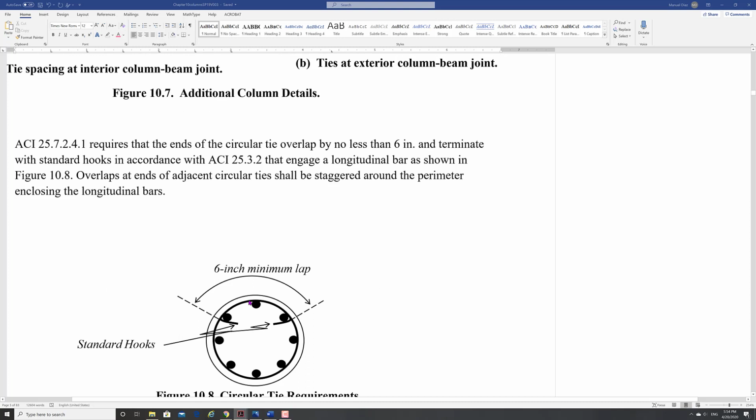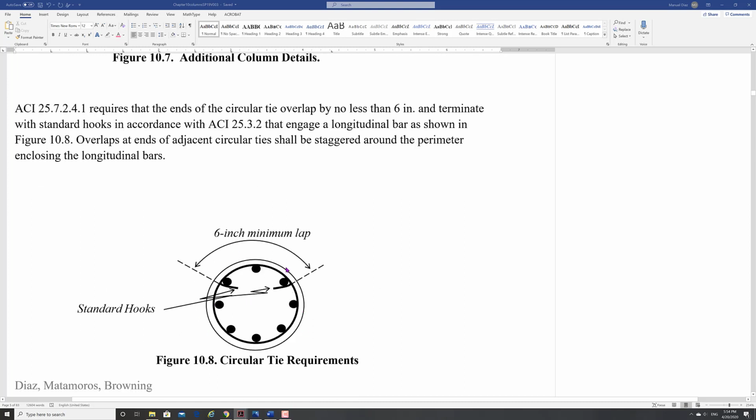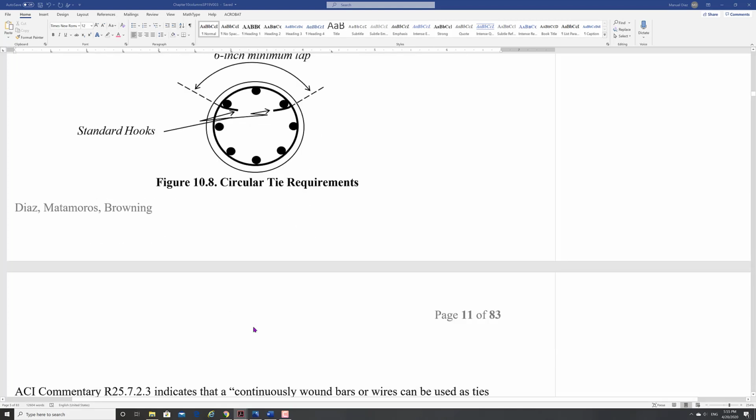Okay, other thing that we have here for a circular tie, right? We need to have an overlap of 6 inches. Right? So you have to overlap. There's an overlap here of 6 inches minimum, and the hooks here had to be standard hooks, meaning 135 degrees basically. Okay.